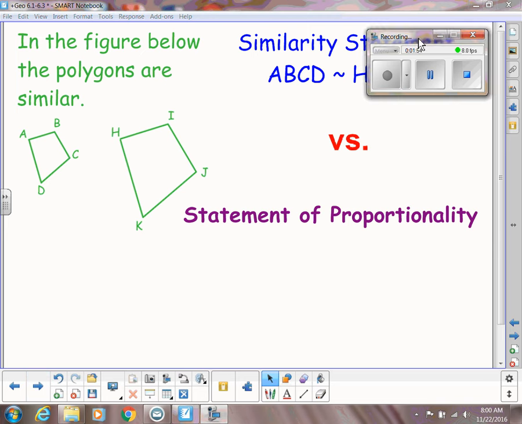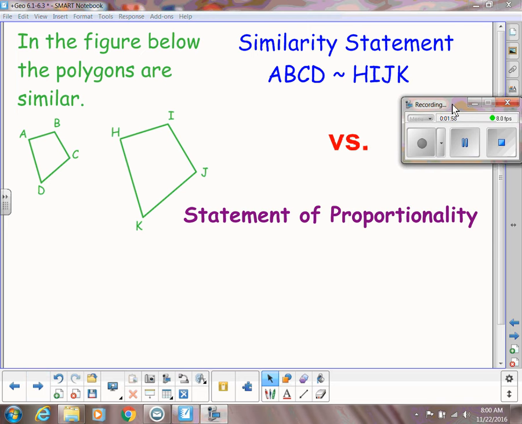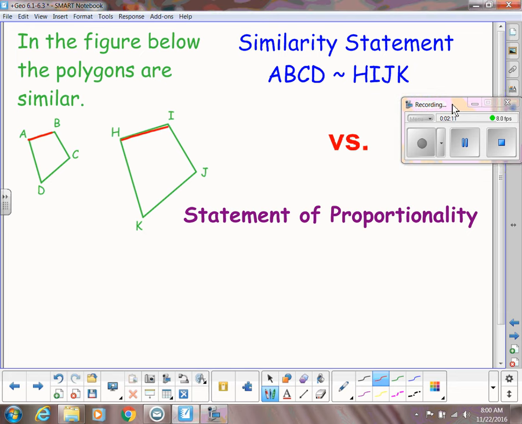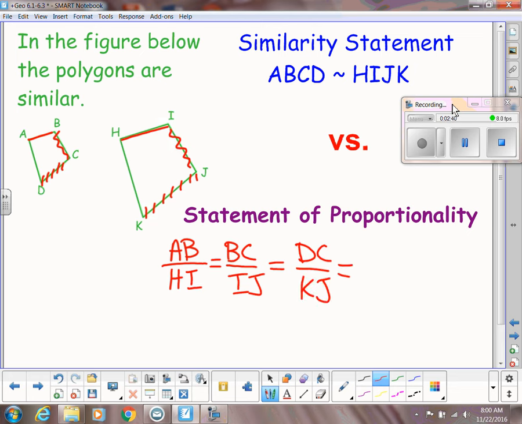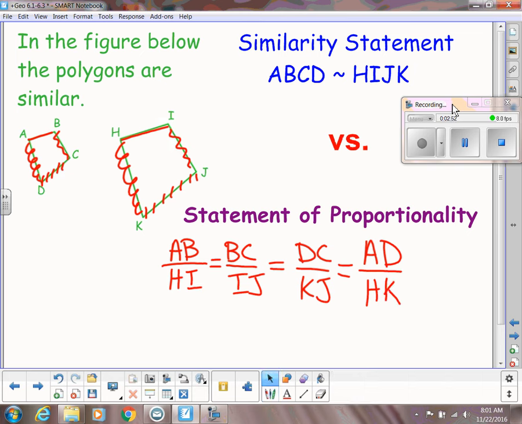And when we write a similarity statement, that is different than writing a statement of proportionality. Proportionality means I have to write a bunch of proportions, which means I'm setting ratios equal to one another. So for example, if I wanted to say AB and HI, those are proportional sides. So I would say AB over HI would reduce to be the same thing as BC over IJ. And then we can write a whole bunch of them. So we could also say that would be the same as this side over this side, so DC over KJ. And then we can also have AD over HK. So this is what we call a statement of proportionality. We're writing out all the proportions that are equal to one another.